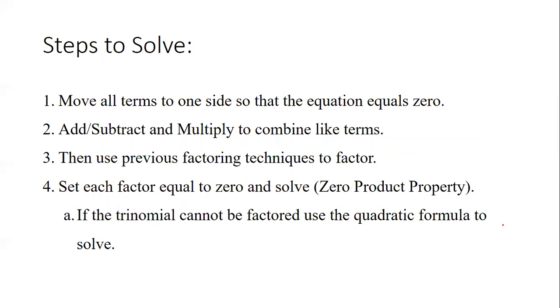All right. So steps to solve. Step 1 is to move all terms to one side so that the equation equals 0. Step 2, we add, subtract, and multiply to combine like terms. Hence why your quiz today, 8.2, is reminding you how to add, subtract, and multiply and combine like terms. Then step 3, we're going to use our previous factoring techniques and then set each factor equal to 0 and solve, again using our zero product property. If the trinomial cannot be factored, use the quadratic formula to solve. Remember, that's our catch-all. Quadratic formula is our catch-all.